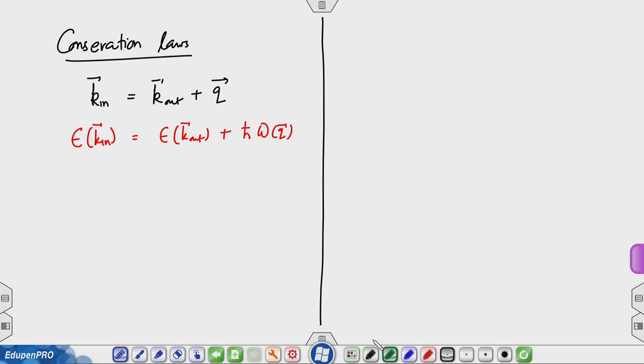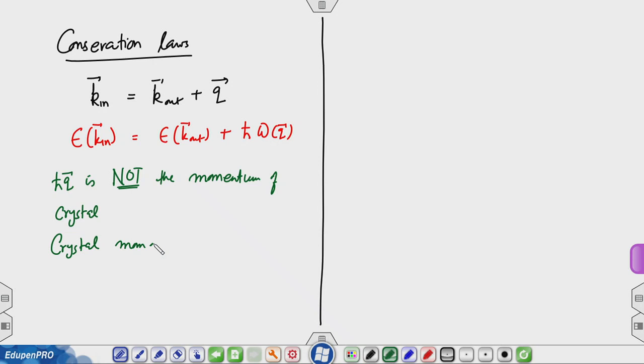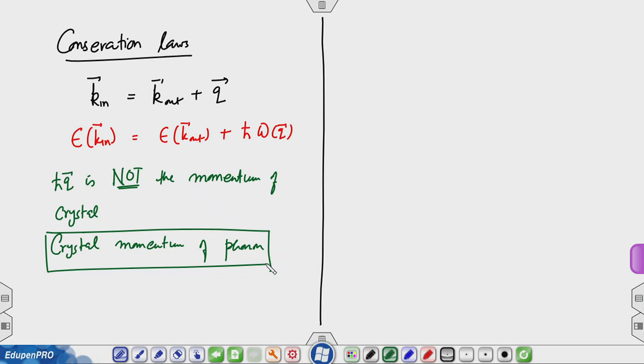Just a reminder that h cross q is not the momentum of the phonon; what it is known as is crystal momentum. But it is not the momentum of the crystal. Net momentum of crystal is zero, as I had asked you to show in the previous lecture. Now let us look at some numbers. What are the relevant numbers?